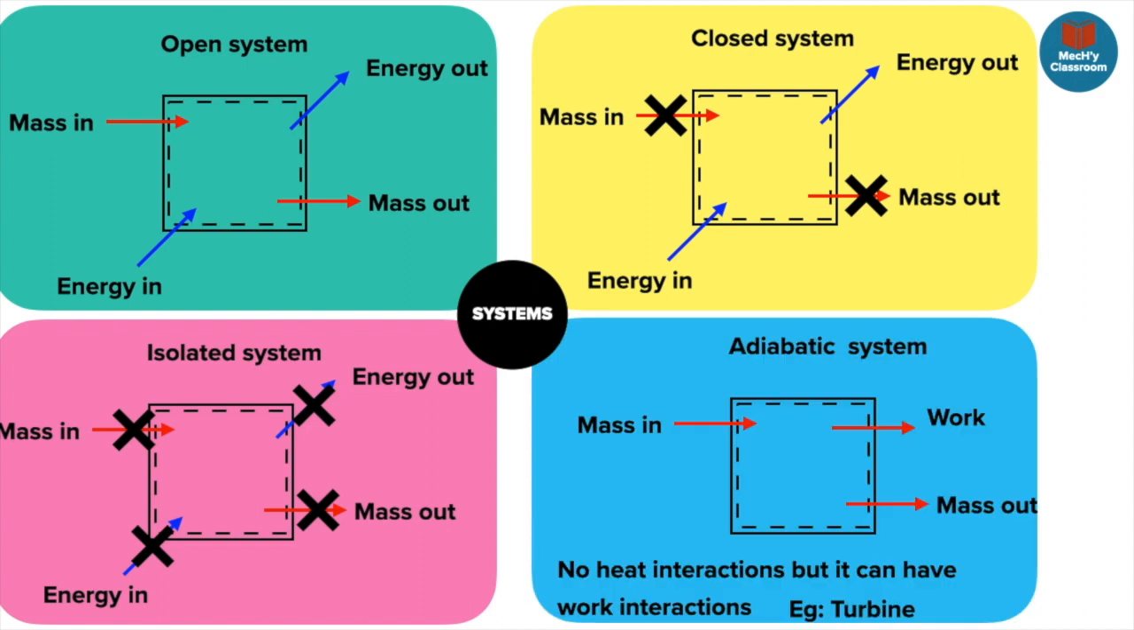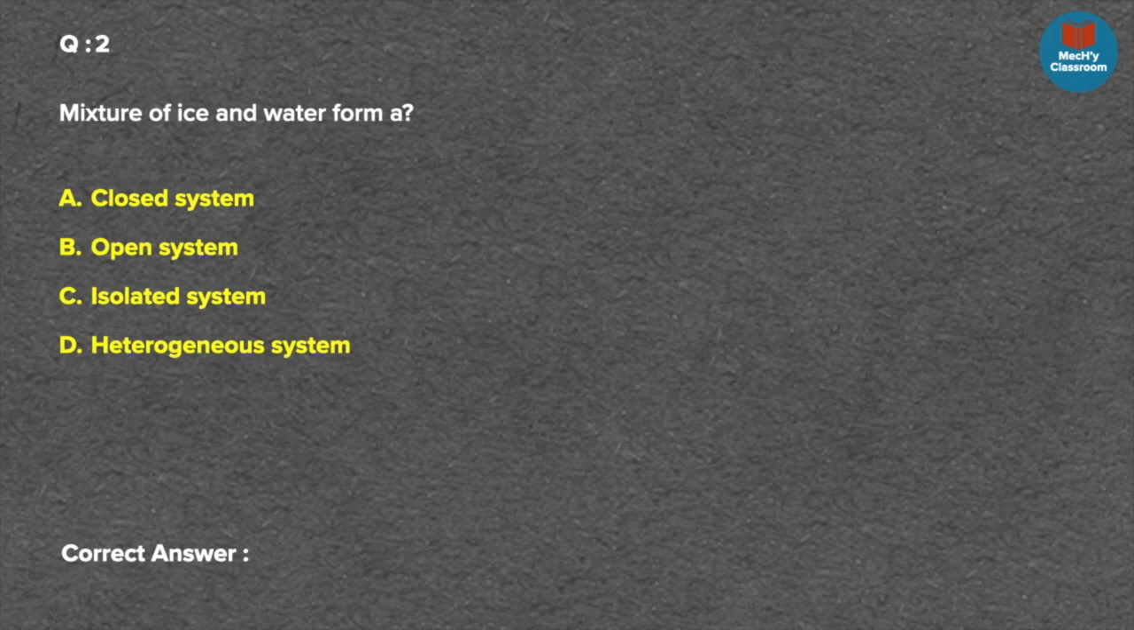Adiabatic system. In adiabatic system, mass can cross the boundary, but heat cannot cross the boundary. Work interaction can be done. For example, turbine. In turbine, mass is flowing, but there is no heat interaction with the surroundings. In the end, we are getting the work output. That is work interaction with the surroundings. Moving to the second question.